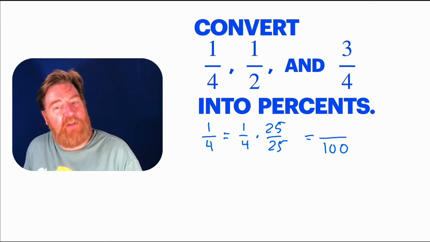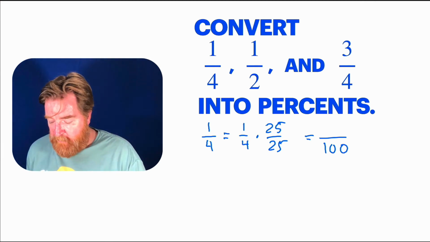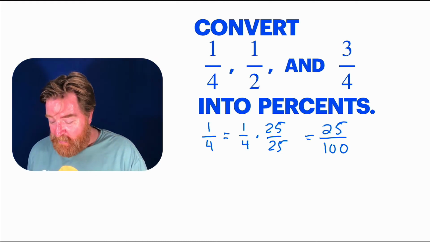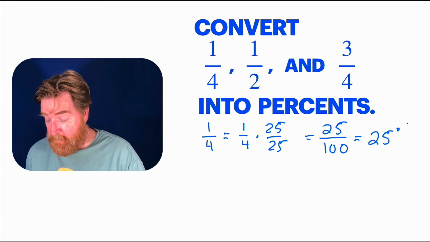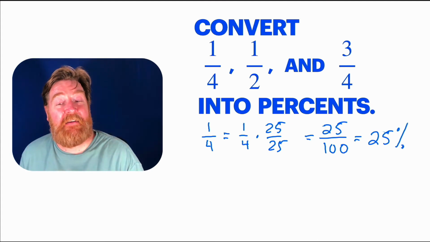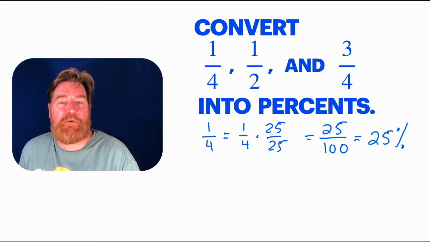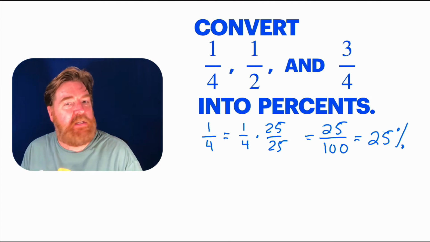So 4 times 25 in the denominator, there we get our 100. 1 times 25, 25 hundredths. And if we want to write it as a percent, 25%. So 1/4 is really 25%. You should know those interchangeably, going back and forth as you need.